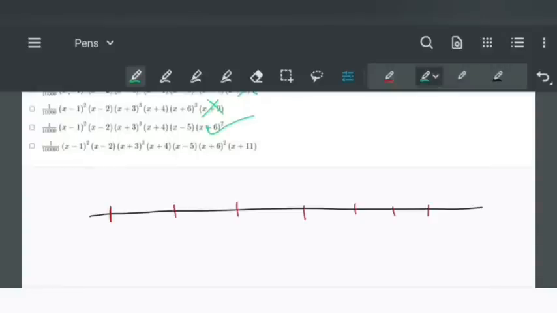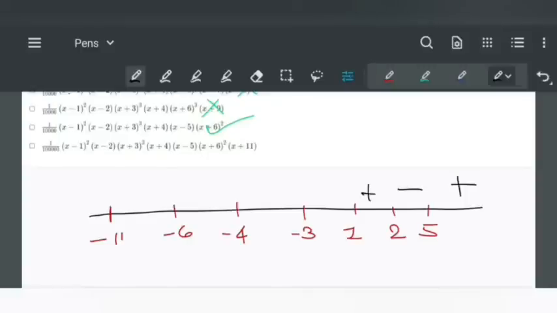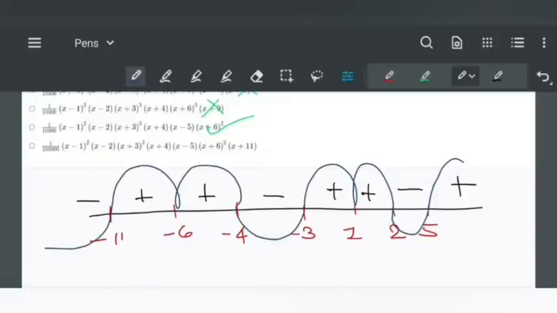So let us now plot the fourth option. Critical points are minus 11, minus 6, minus 4, minus 3, 1, 2 and 5. From the very right hand side it will be positive. x minus 5 negative, x minus 2 positive, x minus 1 whole square positive, x plus 3 cube negative, x plus 4 positive, x plus 6 whole square positive, and x plus 11 negative. So the function would look like positive, negative, positive, positive, negative, positive, positive, negative.